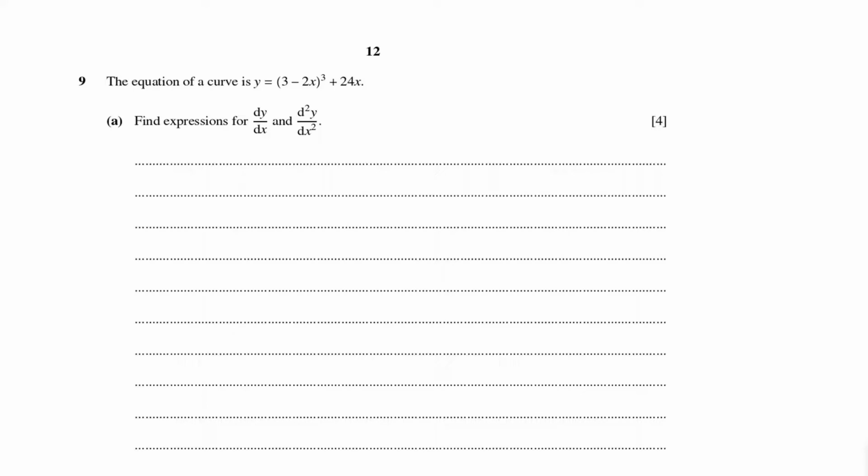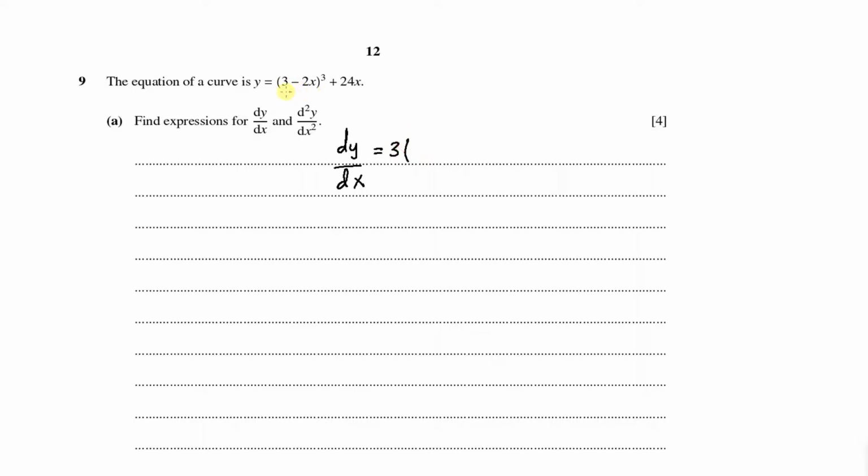Let us look at question number 9. The equation of a curve is y is equal to (3 minus 2x) to the power of 3 plus 24x. In part A, find expressions for dy by dx and d squared y by dx squared. So here, we are going to start with the derivative dy by dx. And to differentiate y, we're going to start with bringing down the 3. So that will be 3 here.